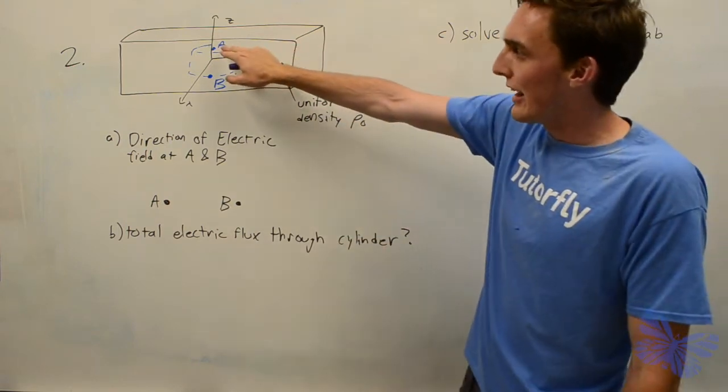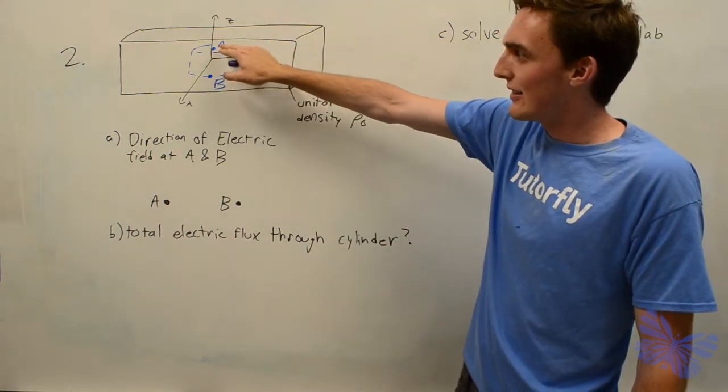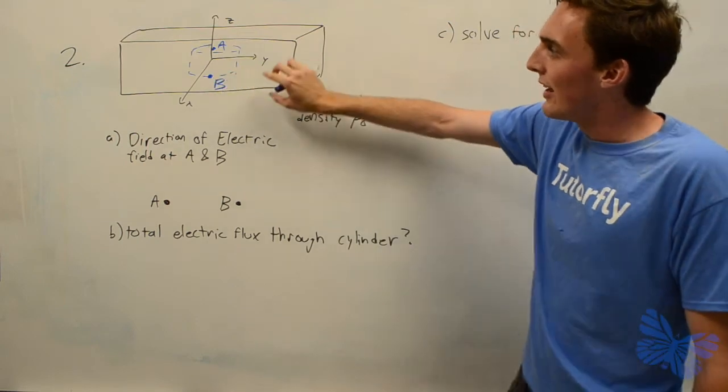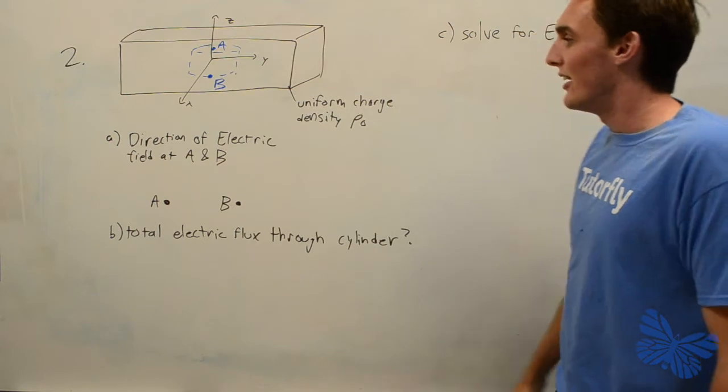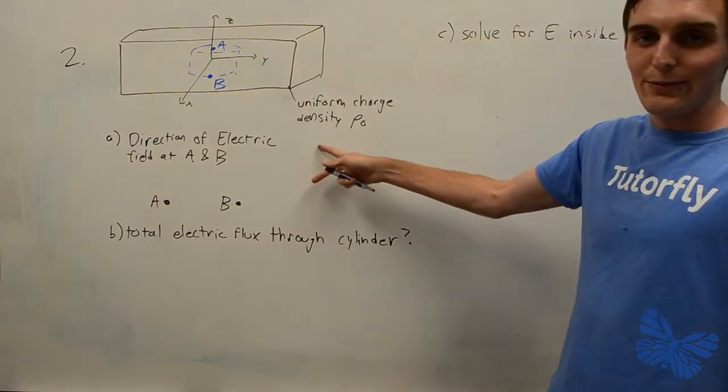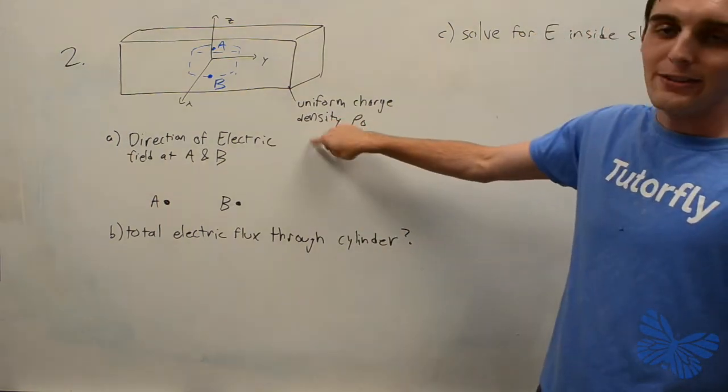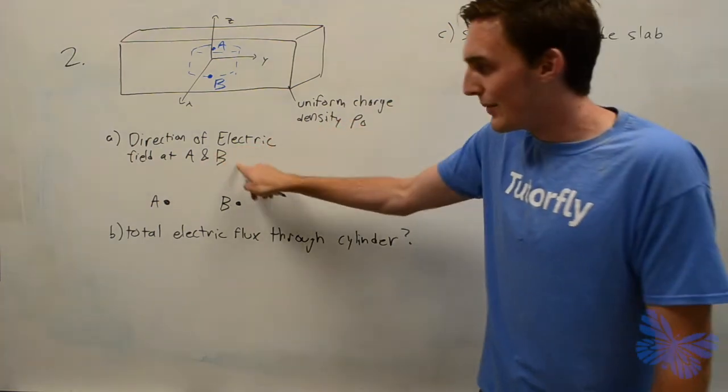And we've got a point A and a point B up here. So this is at the top of the cylinder, this is at the bottom. And it's centered right on the origin of these axes. And so the first part of the question is pretty straightforward. It's just asking for the direction of the electric field at A and B.